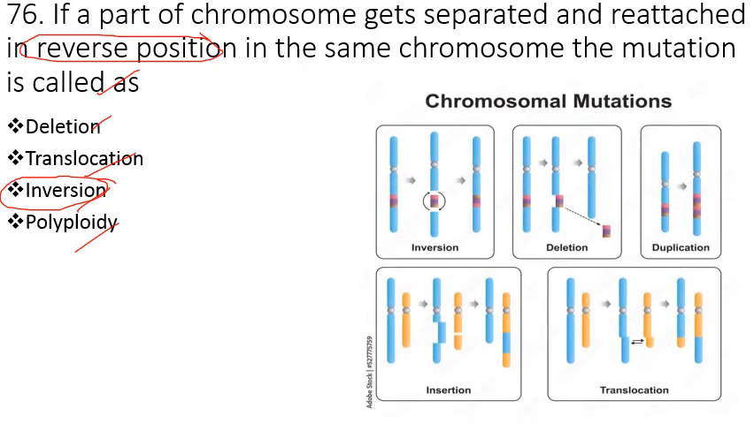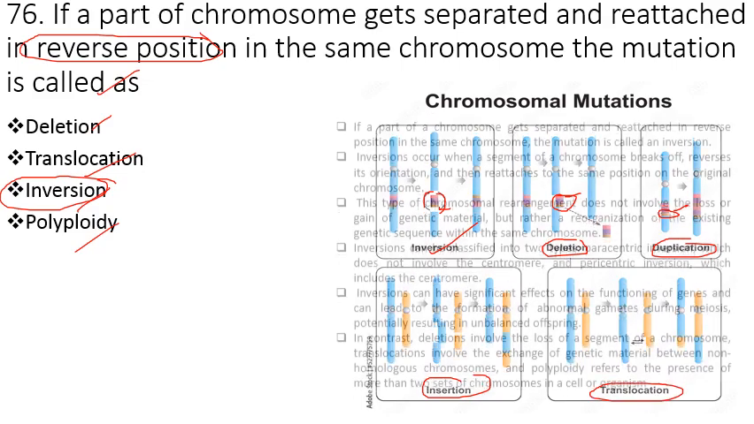We have chromosomal mutations which include inversion, that is separation of a chromosome part, which then gets reattached in reverse position. While deletion means complete loss of a segment of a chromosome. Then we have duplication, that means addition of some part of a chromosome. Then we have insertion, again addition of some part of a chromosome to another chromosome. Then we have translocation, that is shifting of one part of a chromosome to another chromosome.